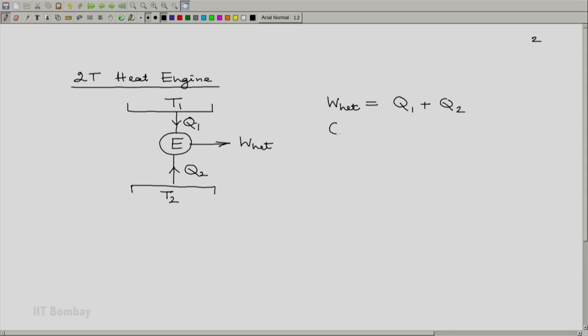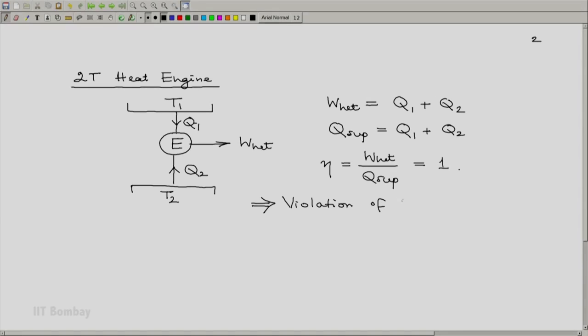What is the heat supplied? Heat supplied is heat absorbed. So heat supplied is also Q1 plus Q2, and that means the efficiency of such an engine, which would be W net by Q supplied, will be equal to 1, and that means this is a violation of the second law as stated by the Kelvin-Planck statement.